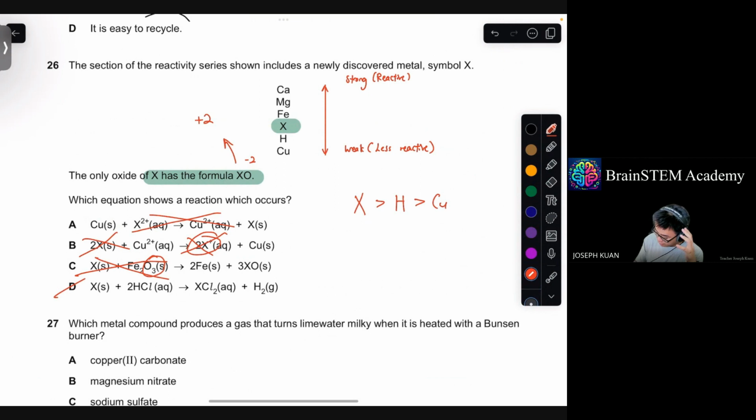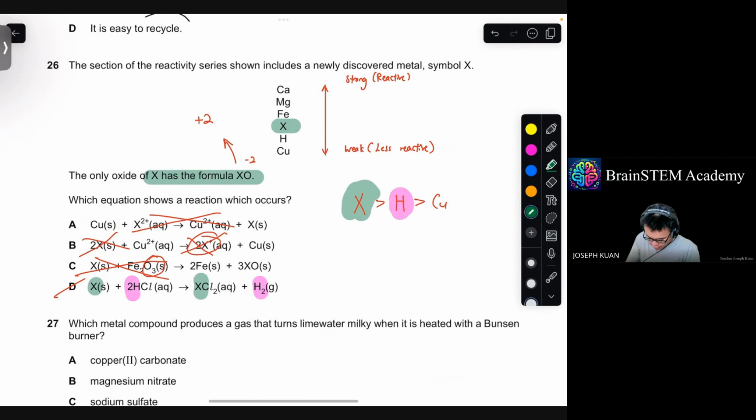In fact, that's correct, right? Because you see, X is stronger than hydrogen. So, okay, let me use a more accurate term. It's more reactive than hydrogen. So you see, X is very capable of stealing the chloride from the hydrogen. It is able to displace hydrogen out from the hydrogen chloride, or should I say hydrochloric acid, and form the chloride of X. So the answer is D in this question.